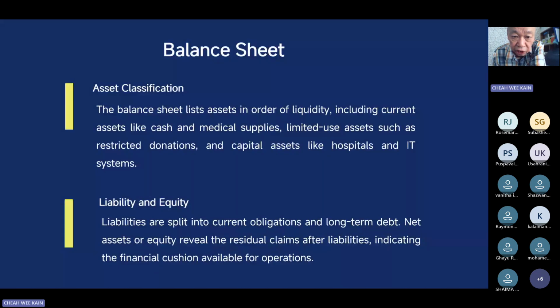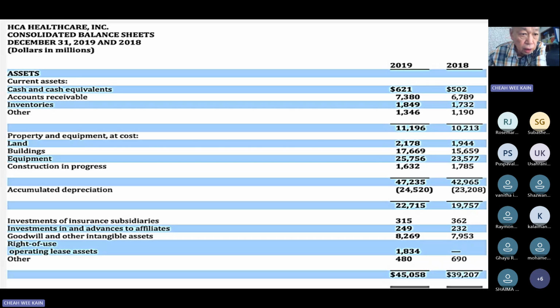Now, this is the first one, the balance sheet. You have asset classification, and also liability and equity. We give you an example. This is the balance sheet. Sometimes we use the word consolidated because maybe you are a main company and you also own some other small companies. So we consolidate as a group to see the total group.